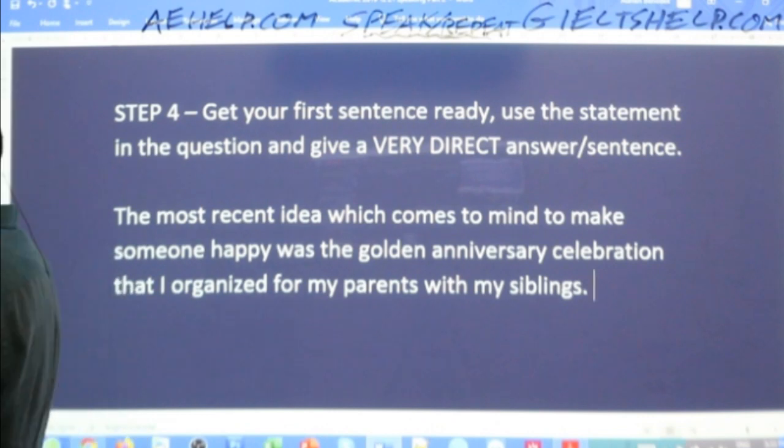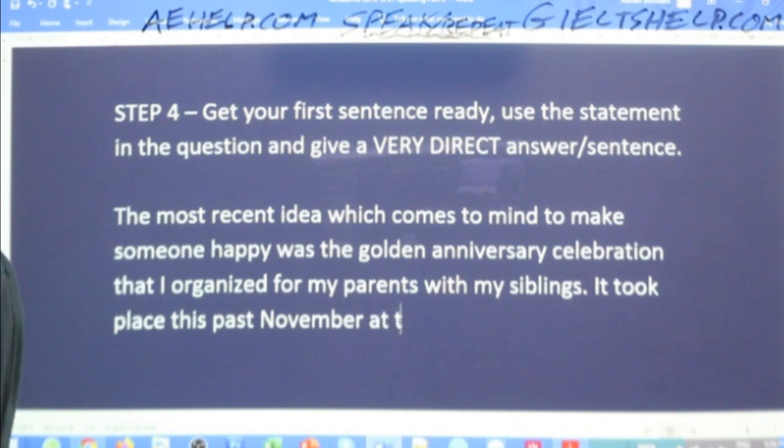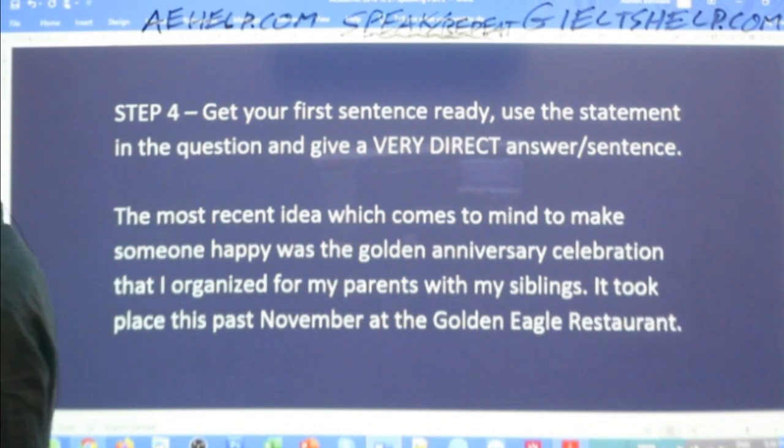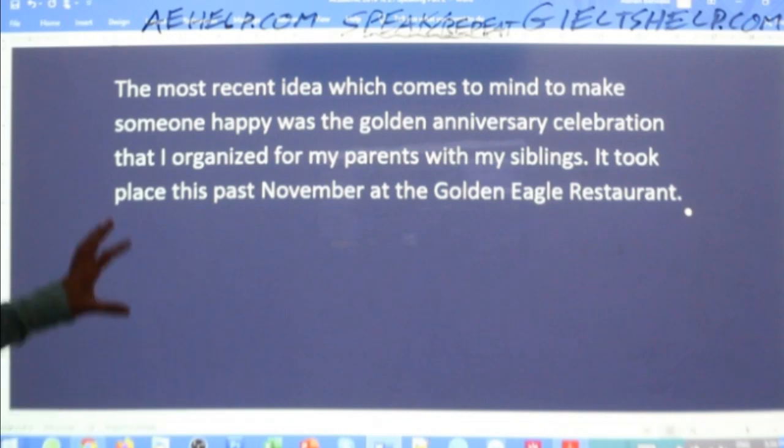It took place this past November at the Golden Eagle restaurant. All right, so far so good. Okay, so I started it off a little bit here.